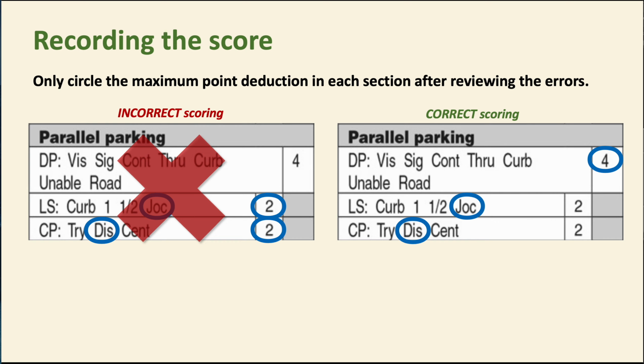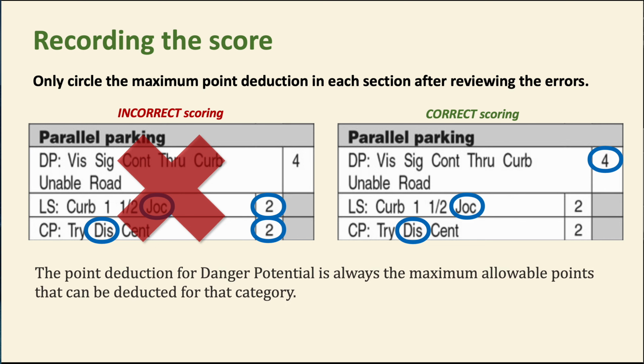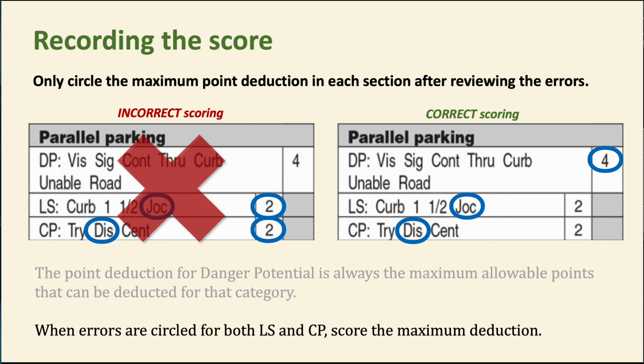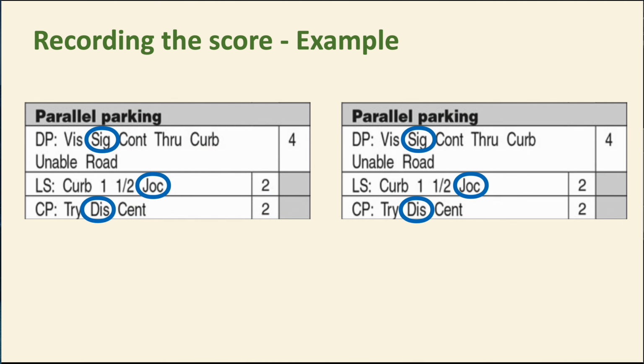Look at this carefully and make sure you get it right. Which one is correct, which one is incorrect. If the maximum they can lose is 4 points, if they lose both lines of those 2s there, they've lost 4 points, the maximum allowable points that can be deducted for the category. We've got our error circled for both lack of skill and congestion potential, so score the maximum deduction.